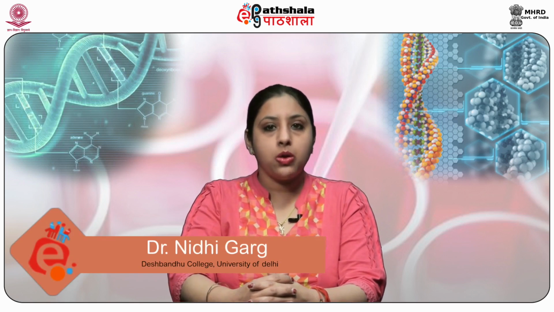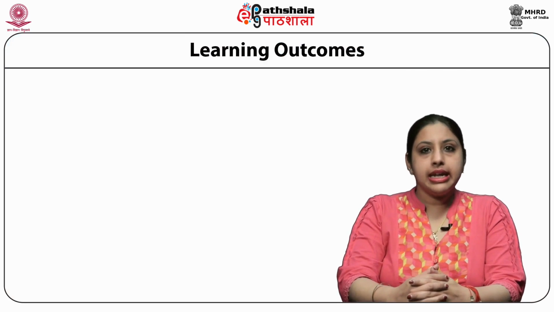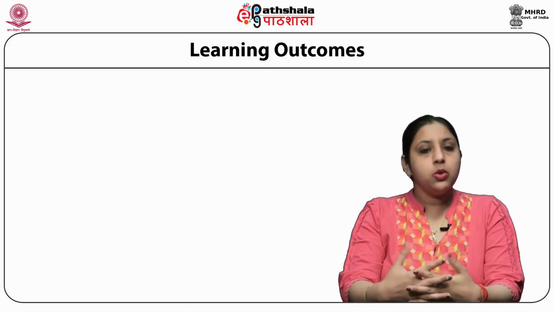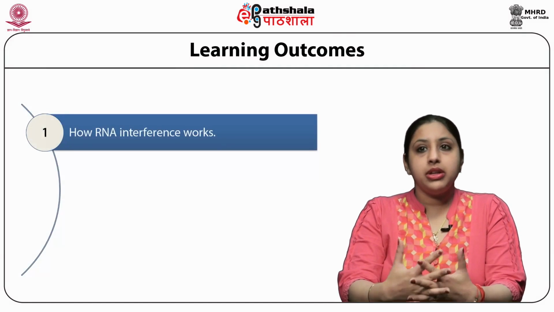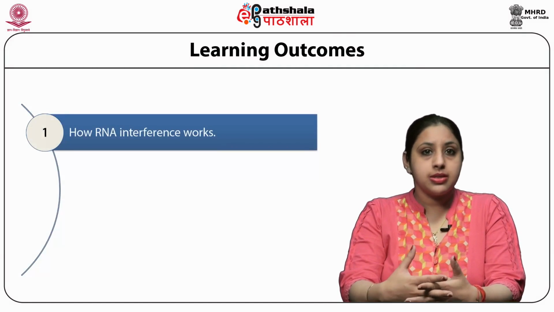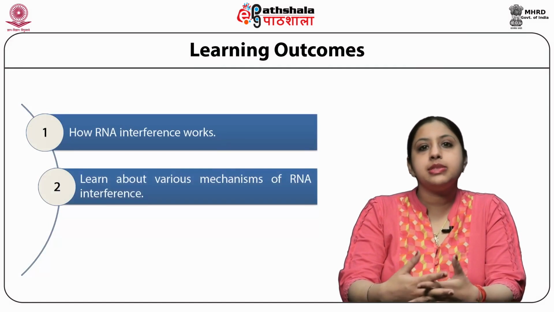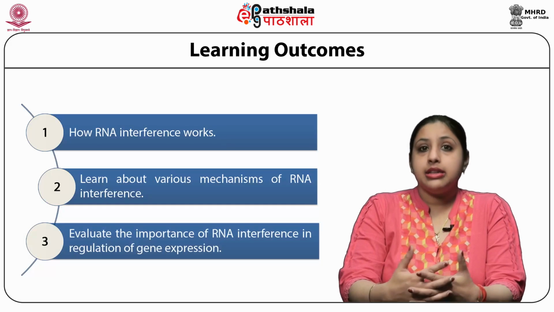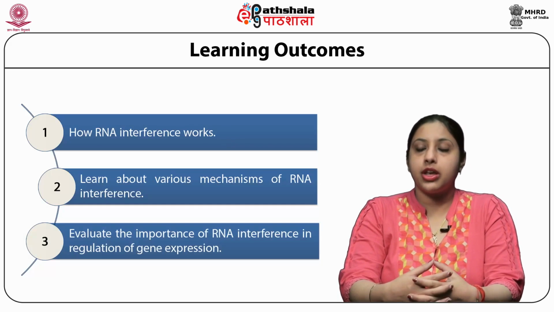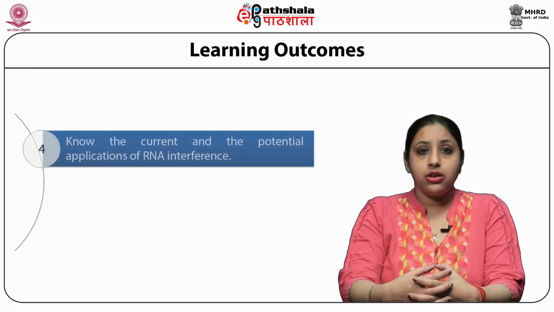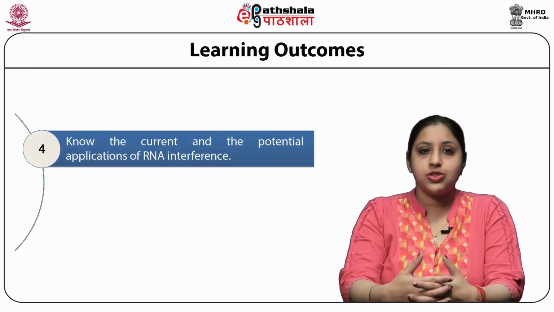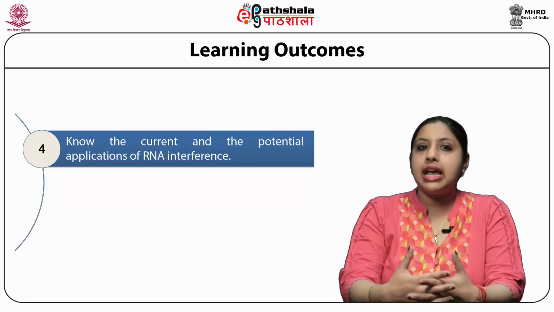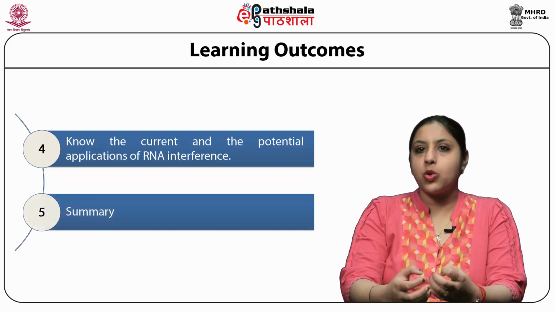Today we are going to talk on the module RNA interference from the paper Molecular Genetics. The following are the learning outcomes of this module. You will be able to know how the phenomenon of RNA interference works. You will be able to learn about the various mechanisms of RNA interference. You will be able to evaluate the importance of RNA interference in regulation of gene expression and know the current and potential applications of RNA interference. And in the end, I would summarize the module.